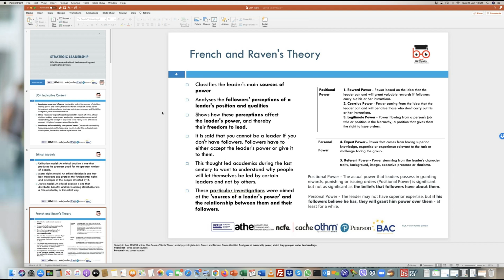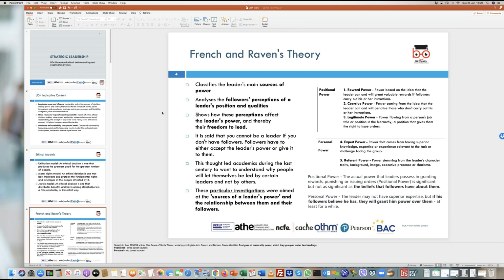So this framework tries to classify the main sources of power which leaders have within the organization, what kind of perception these powers create in the minds of employees or staff, and how the leader leads the organization by using these powers. This is what we study within the power and influence framework, which is also called French and Raven's theoretical framework for power and influence.